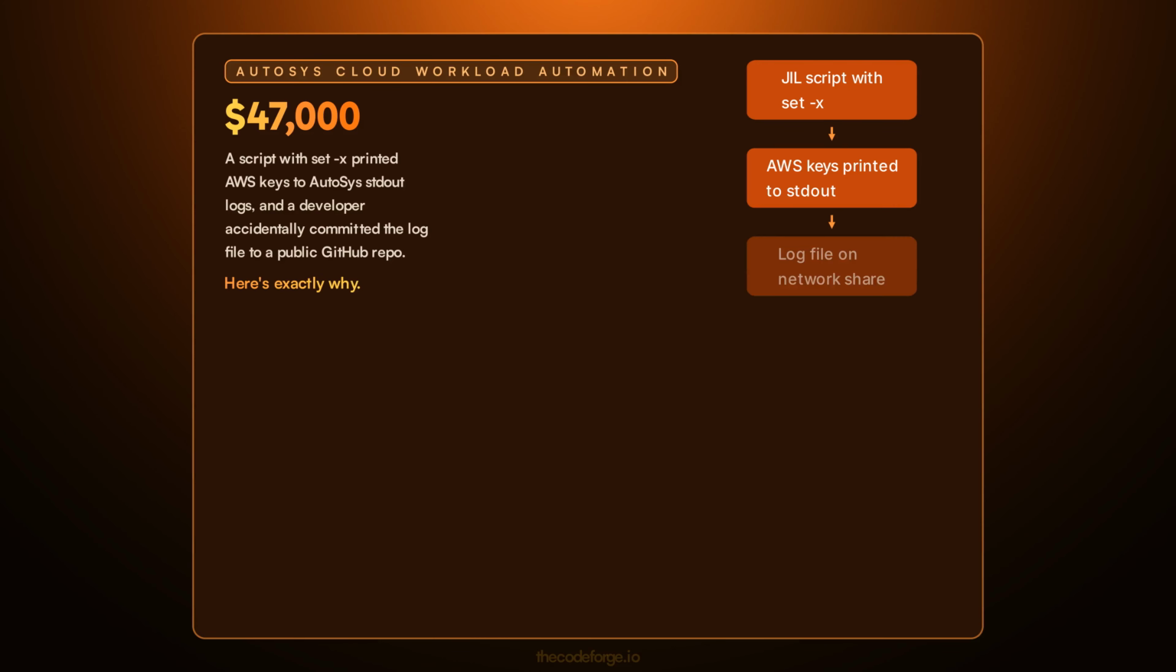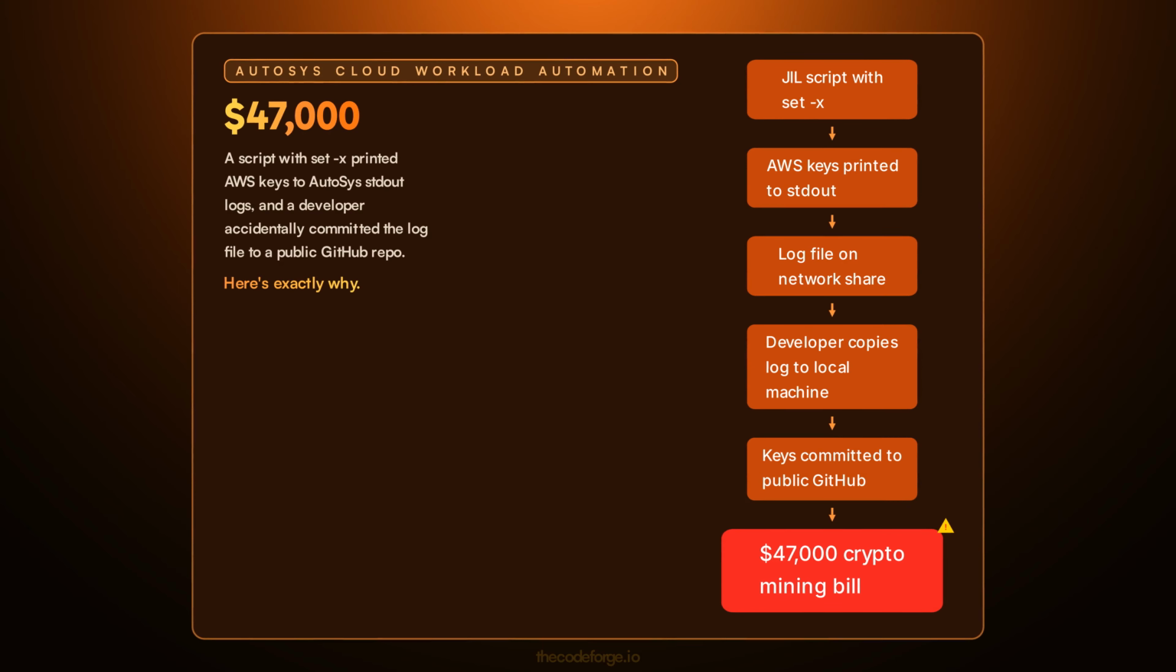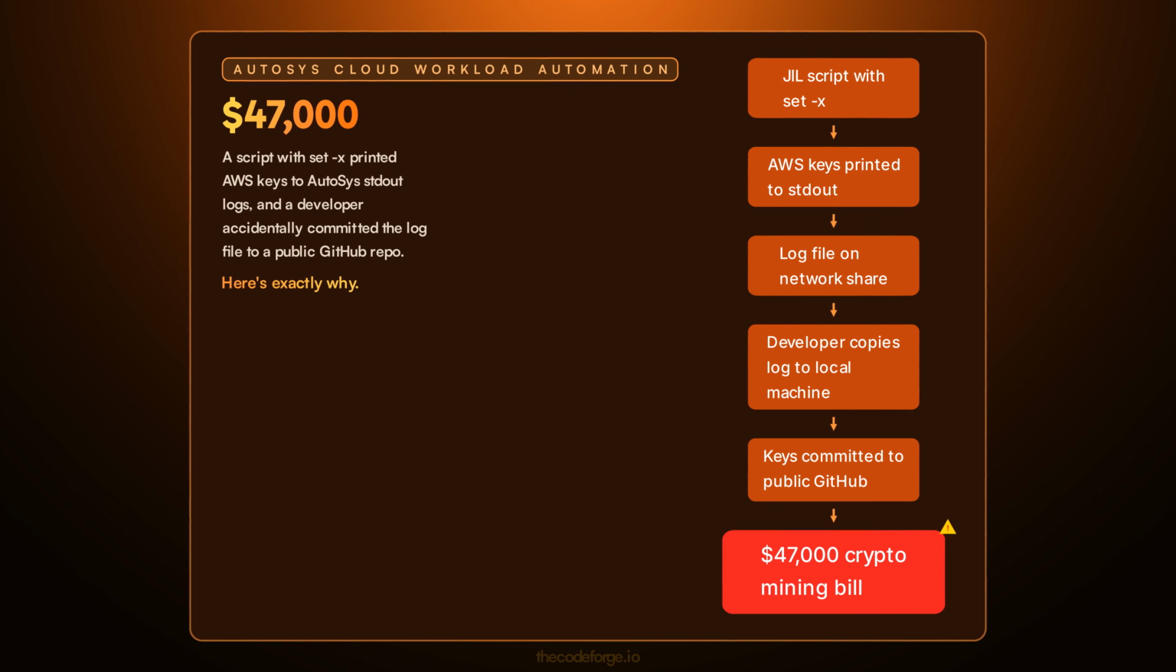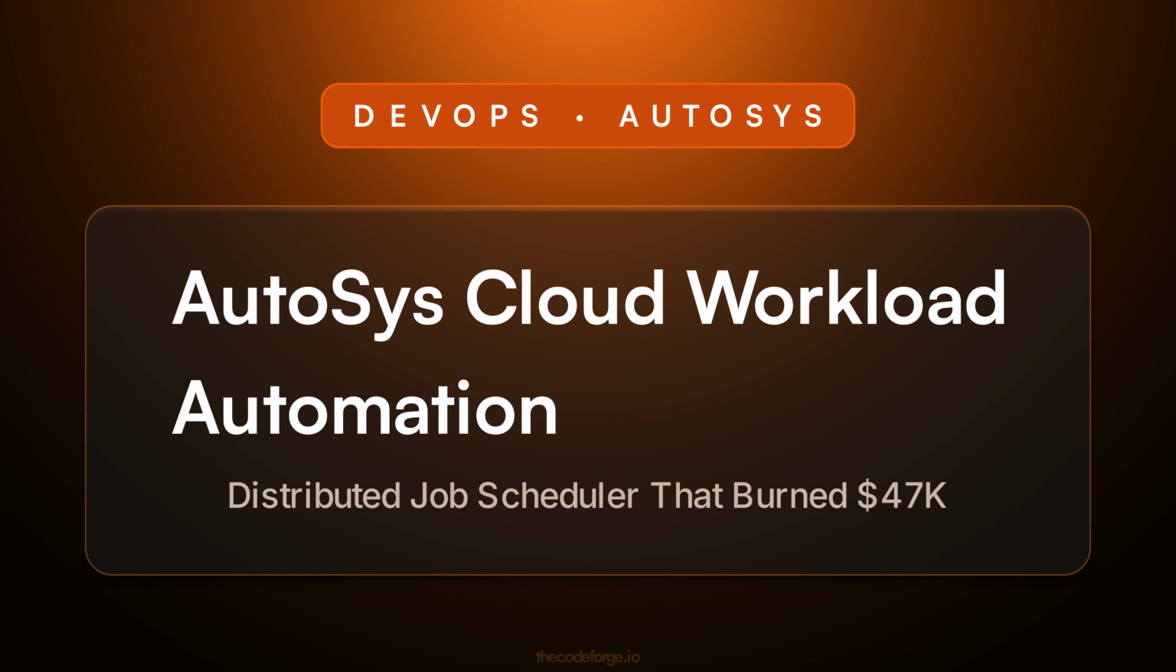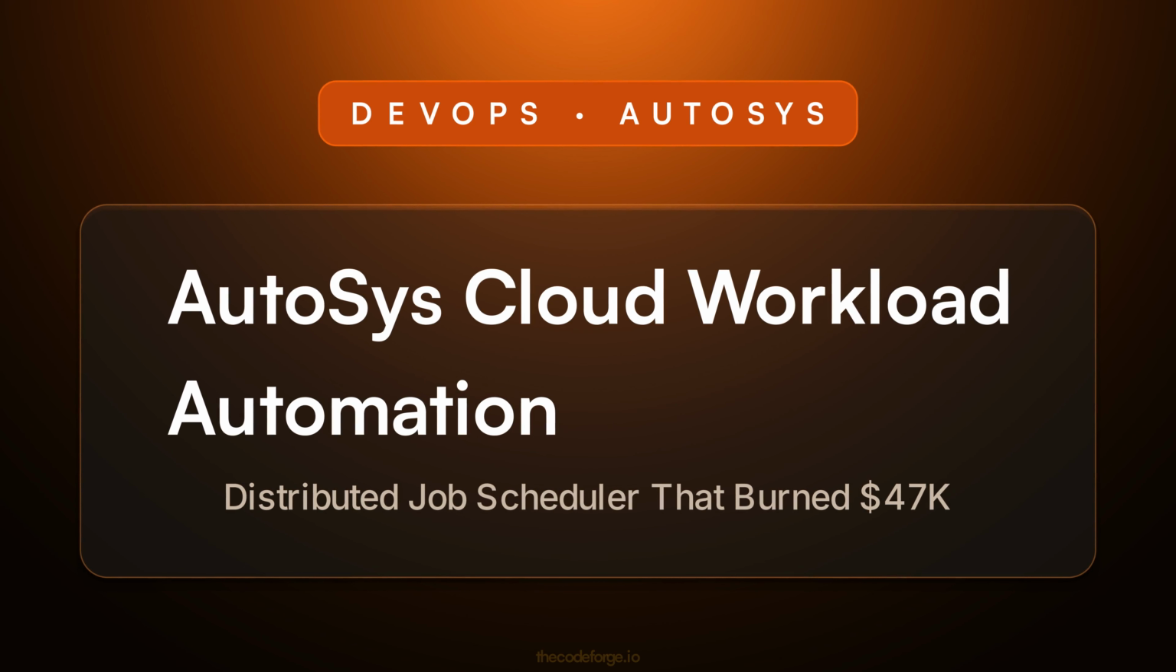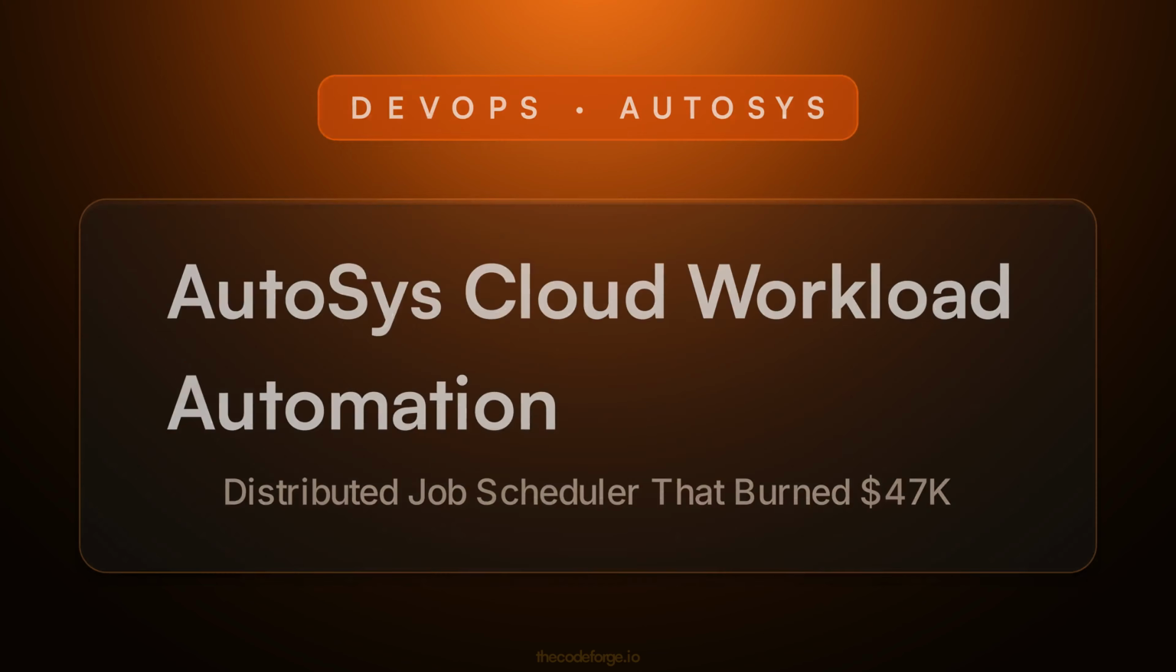A single set -x in an AutoSys job script leaked Amazon Web Services keys to stdout, and a developer accidentally pushed that log file to a public GitHub repo. The bill hit $47,000 before anyone noticed. Here's exactly why. Let's break down AutoSys Cloud Workload Automation, how it works, and the exact mistake behind that failure.